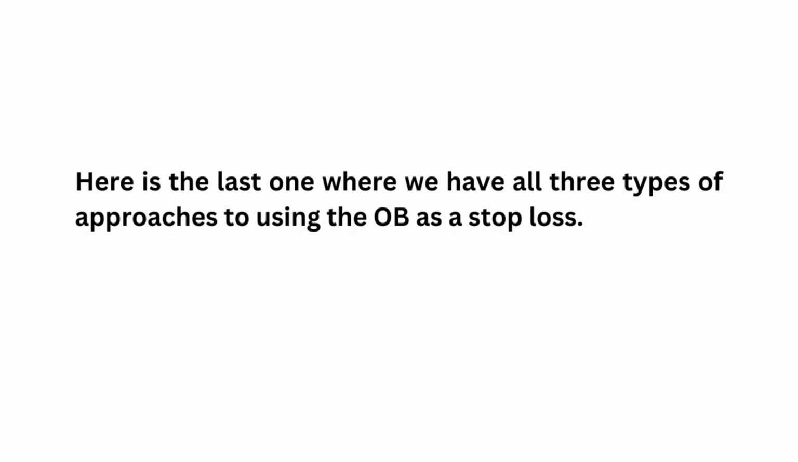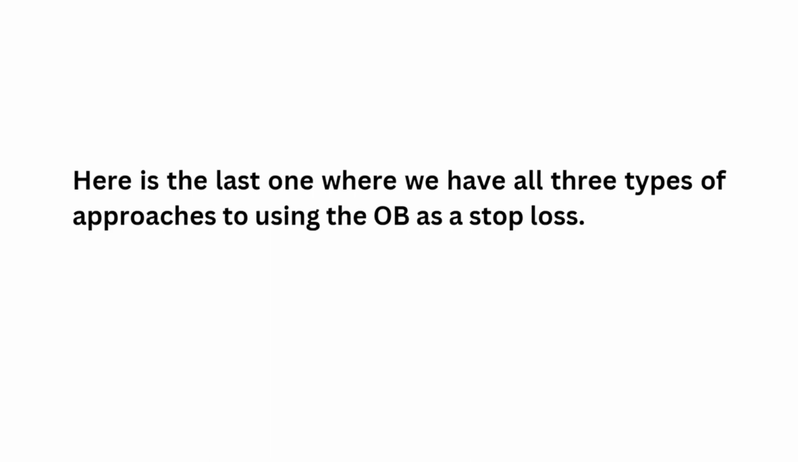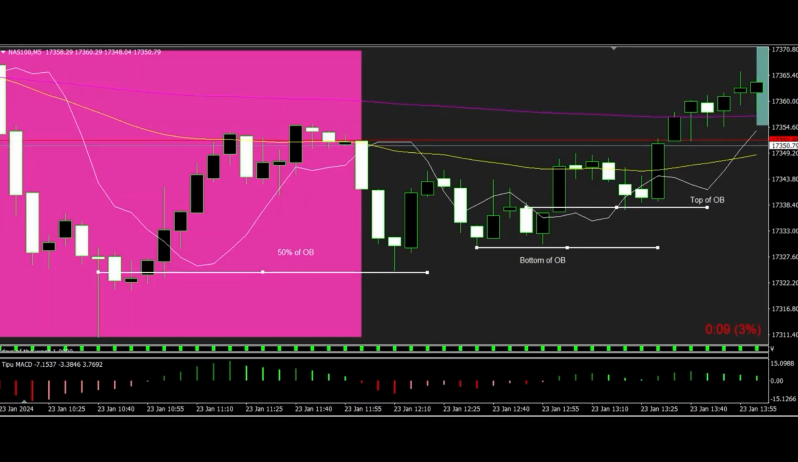Here's the last one where we have all 3 types of approaches to using the order block as a stop loss. In this example, we have 50% of the order block. Then we have moving down to the bottom of the order block as your stop loss. And here, the top of the order block is what's being respected as price moves to the upside.